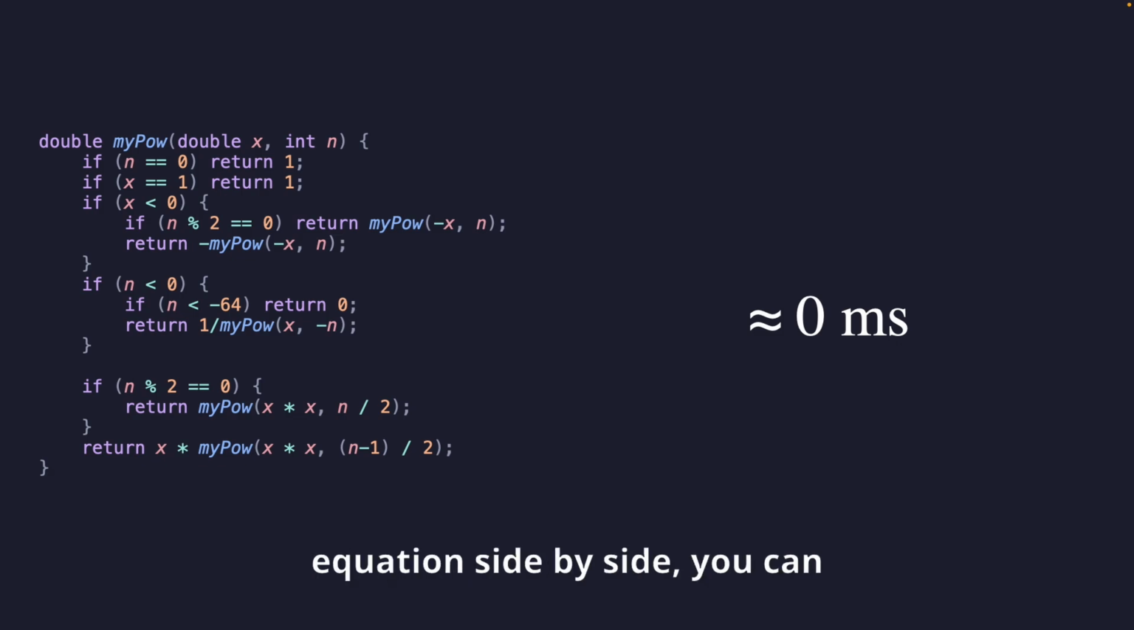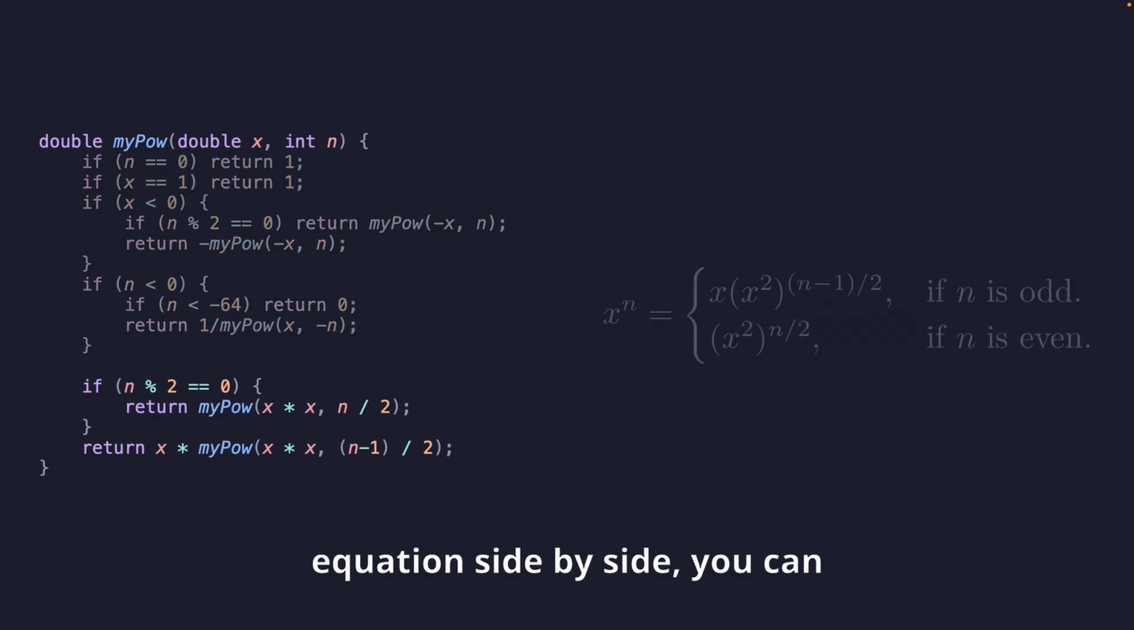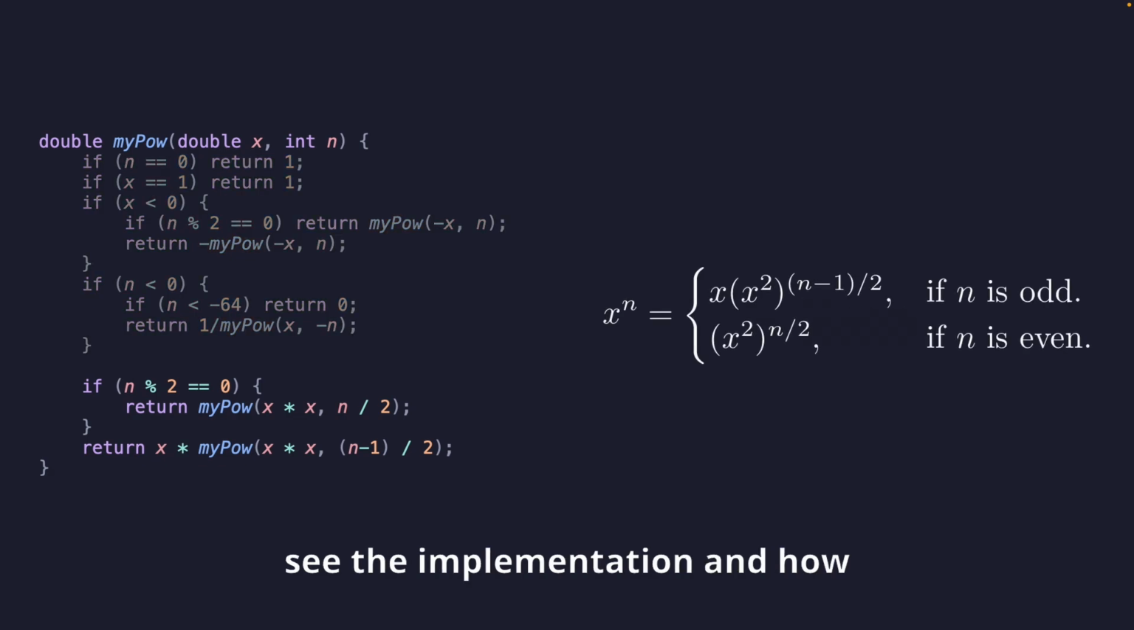If we put the equations side by side, you can see the implementation and how the code reflects it. The first case of the equation is implemented by the return statement, while the if statement implements the second case. Try the solution out yourself and let me know your results.